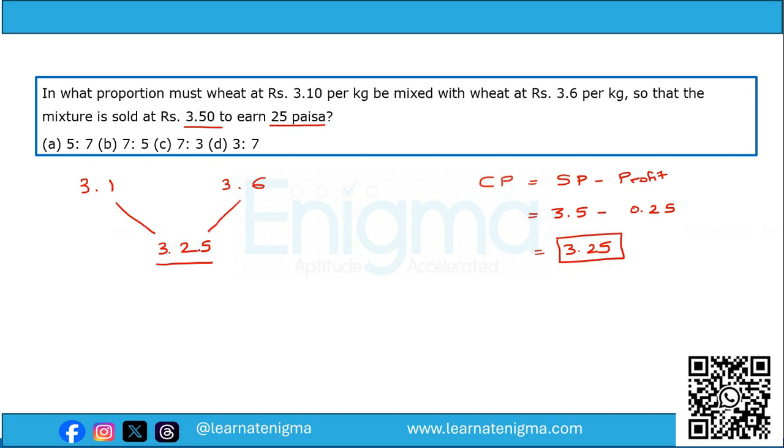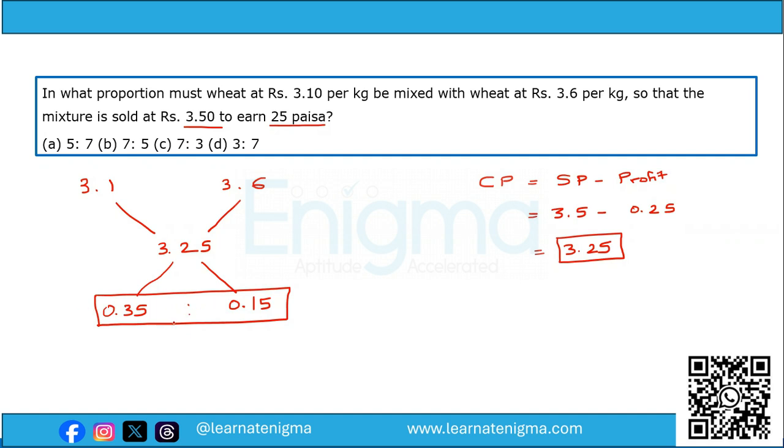Now let's cross subtract. So 3.6 minus 3.25, we have 0.35, and 3.25 minus 3.1, you have 0.15. Now, this is the ratio in which the two types of wheat are to be mixed.